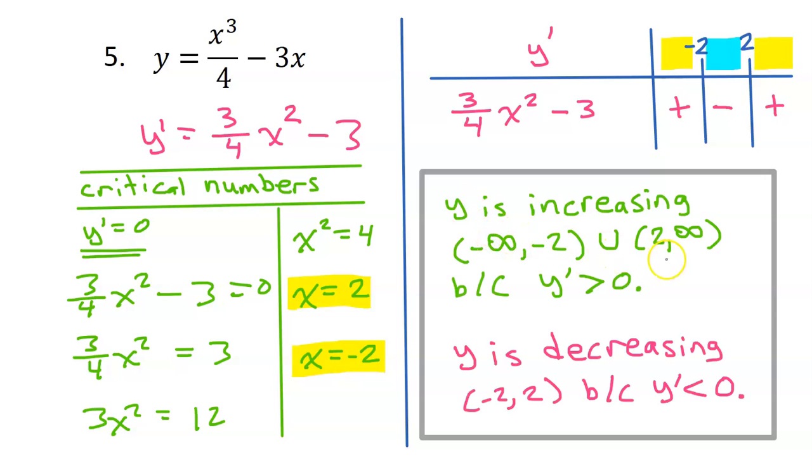So here's how you would write your final answer. Y is increasing from -infinity to -2 and from 2 to infinity because y prime is positive. Y is decreasing from -2 to 2 because y prime is negative. Make sure you include this justification.